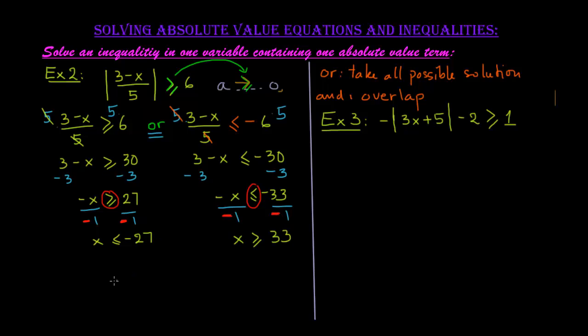Now let's put them both on the number line and see what my final answer should be. So we have negative infinity, positive infinity, marked 2 points. One stands for negative 27, the other one stands for 33.